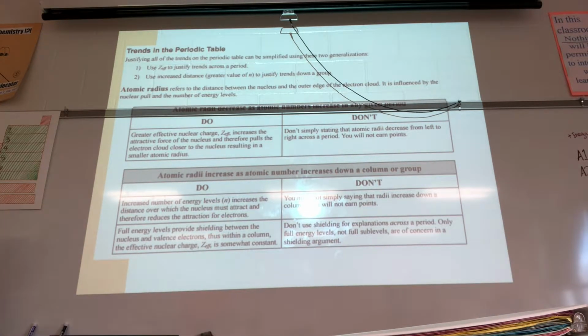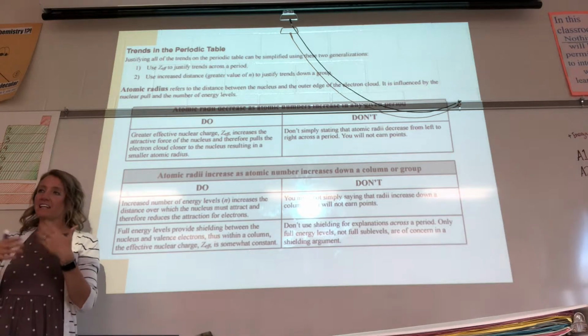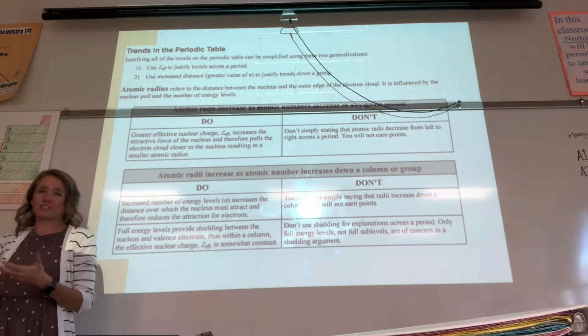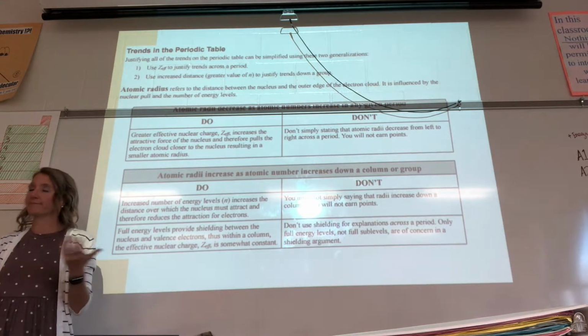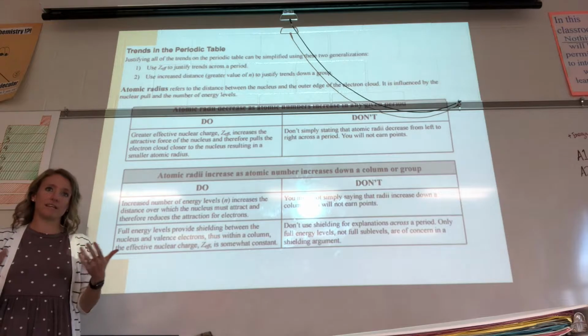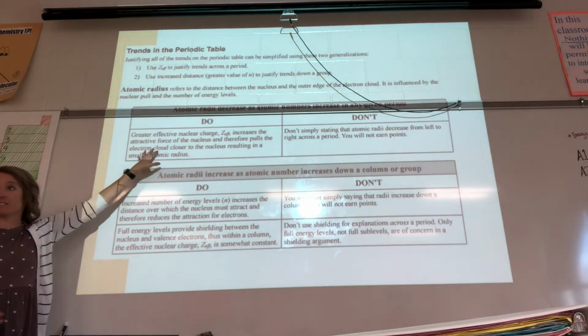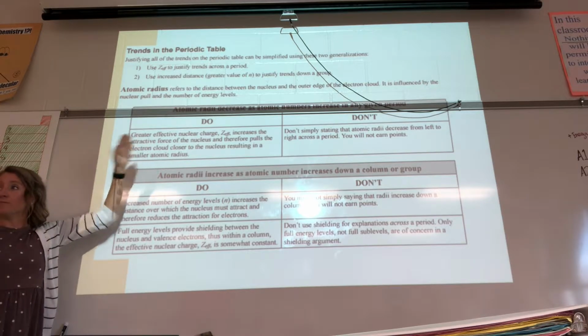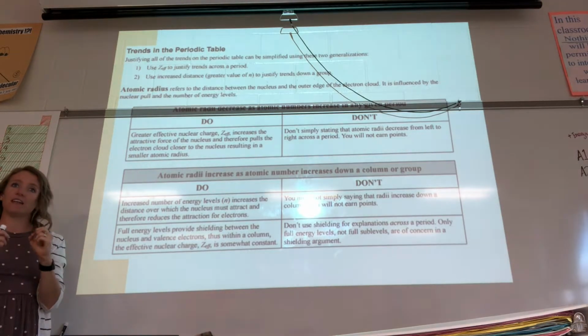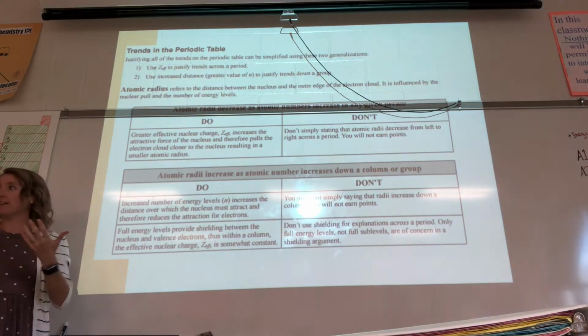Don't simply state that atomic radii decrease from left to right across a period. You will not earn points. So one of the biggest things is just stating a trend doesn't justify the trend. That's just memorizing the pattern. You can't just say, oh, well, they get smaller going left to right. Well, why? Why do they get smaller going left to right? And it's because of the Zeff. So when we are justifying these things, make sure you're answering the why of the trend and not just the trend itself.